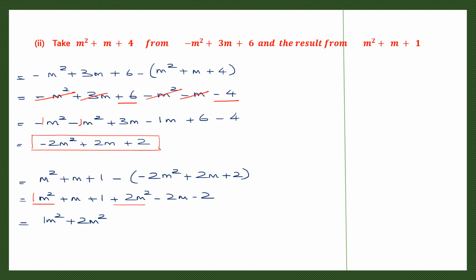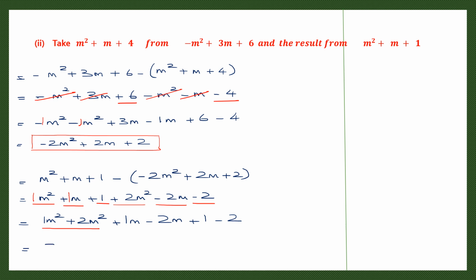Now let's take the m. So here we have plus m again, that's 1 minus 2m. So let's write that plus 1m minus 2m. Now let's take the numbers. The numbers are plus 1 and minus 2. Plus 1 minus 2. So let's start working on this. 1m square plus 2m square, take only the numbers.